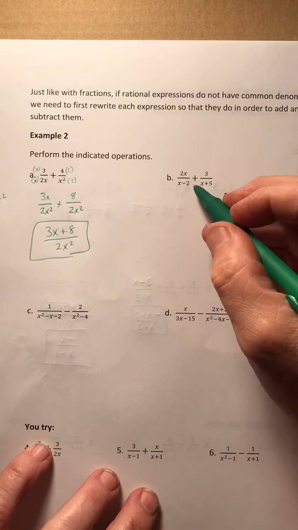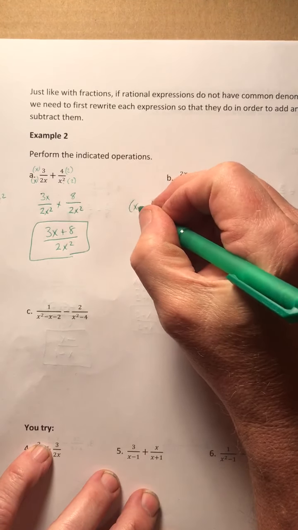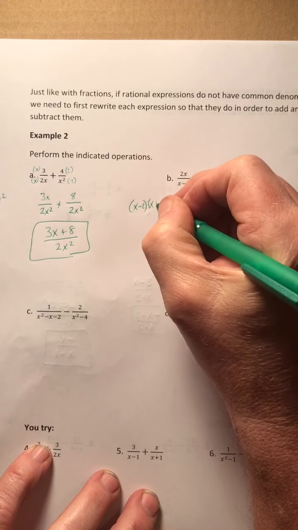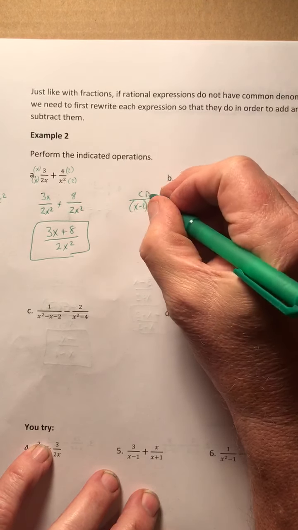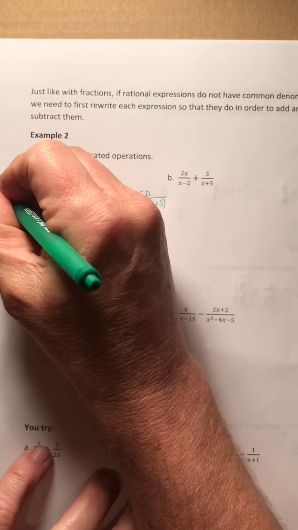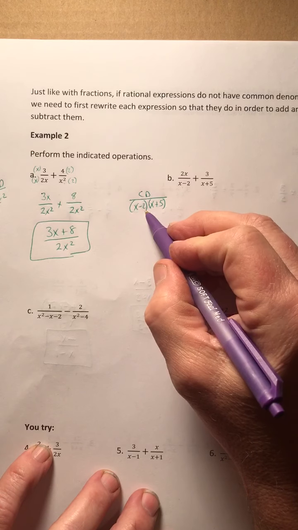B, this was a little tougher. We had an x minus 2 and an x plus 2, so we need both of those. We need an x minus 2 and we need an x plus 5. That is our common denominator, both of them. All right, so we have our common denominator.